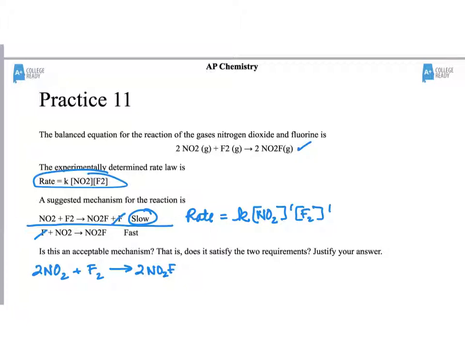Does the mechanism agree with the experimentally determined rate law? Yep. So is this an acceptable mechanism? Yes, it's an acceptable mechanism because it matches the overall reaction, it matches the rate law, and it's correct based on the fact that this is the slow step.